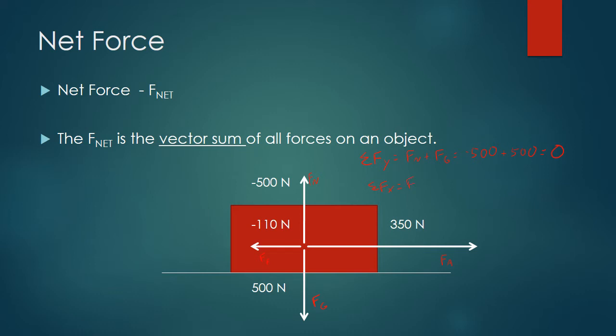And the sum of the forces in the x dimension, it looks like we have the force due to friction plus the force applied. And that would be negative 110 plus 350, and so you end up with the sum of your forces being 240 newtons. 240 newtons to the right. So there you go. All you've got to do is add all the forces up, and that's the sum of the forces.